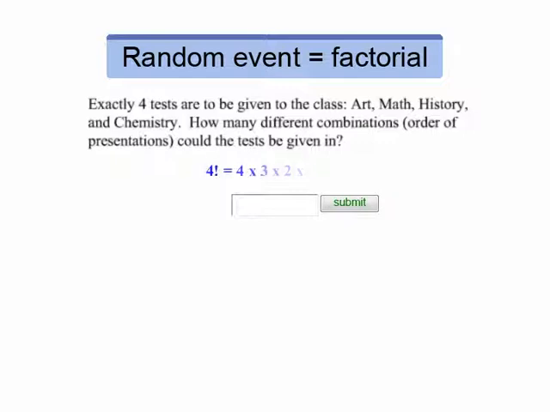In this case it would be 4 factorial because we have 4 tests that we can give in any order. And that's 4 times 3 times 2 times 1. And 4 times 3 times 2 times 1 is 24. These problems aren't that tough when you realize that you can use the factorial.